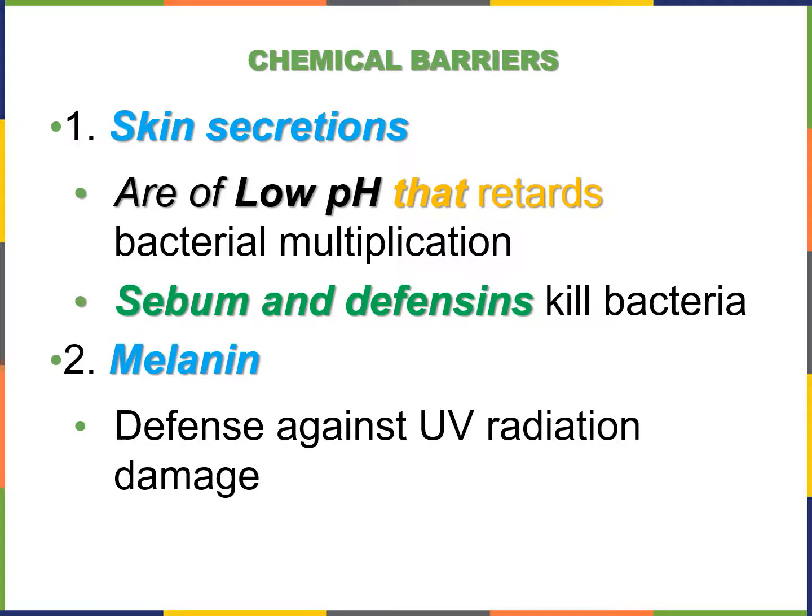The chemical barrier, why? Because the skin's secretions are usually low pH. That's going to retard certain bacterial multiplication, keep them down at a level that won't become pathogenic. The sebum and defensins there kill bacteria. The melanin is defense against UV radiation from the sun.